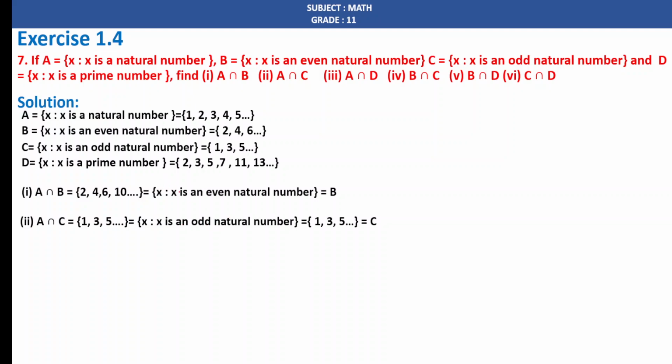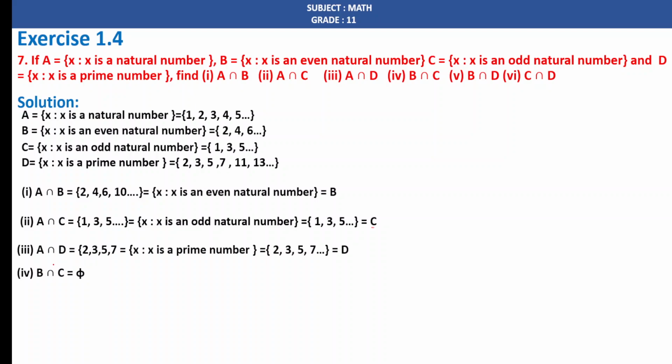This is nothing but C itself. Therefore, 135 will be represented with the set C. So, A intersection C is C itself. Third one, A intersection D is 2, 3, 5, 7, that is equal to {x such that x is a prime number}. So, that is equal to set D.